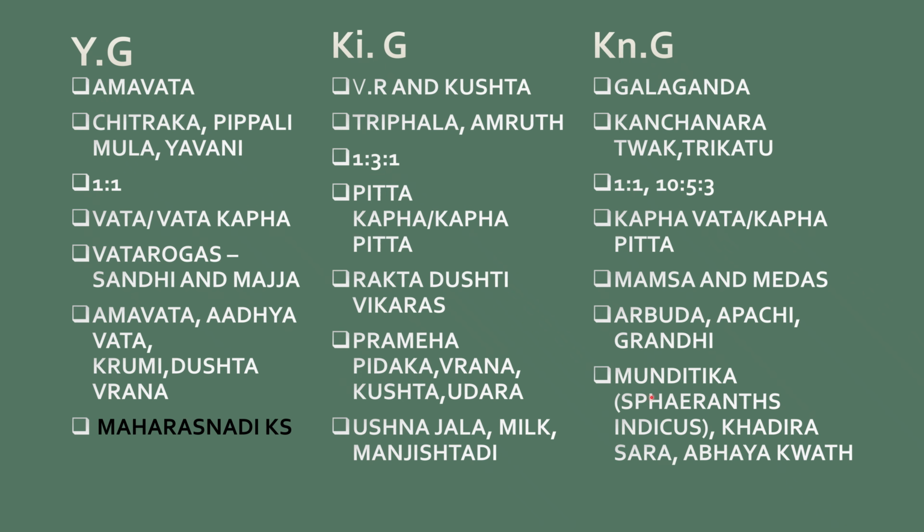Next we will go into Kanchanara Guggulu, where the Kashayas mentioned are Mundi, Munditika. This is Sphaeranthus indicus. It is a plant, and it is indicated especially in Kapha Vata predominant Granthi, etc. We can indicate this Munditika Kvatha, and Khadirasara when there is Kapha Pitta association. Abhaya Kvatha when there is Kapha Vata. So when there is Kapha Vata, we can give this Kanchanara Guggulu with Abhaya Kvatha. Khadirasara in Kapha Pitta, and in Kapha Vata again Munditika can also be indicated. So these are some of the details of Kanchanara Gugulu. Next we will go on to the next slide.